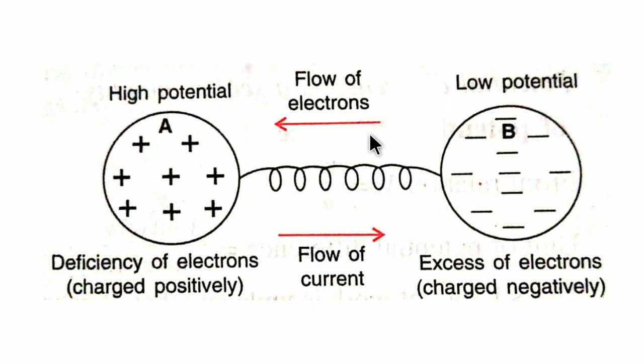Thus, the direction of flow of conventional current is opposite to the direction of flow of electrons. So whenever we take that the electrons flow in one direction, then always we understand that the flow of current will be in the opposite direction. So this figure over here shows that from B to A is the flow of electrons, whereas the flow of current is from A to B.